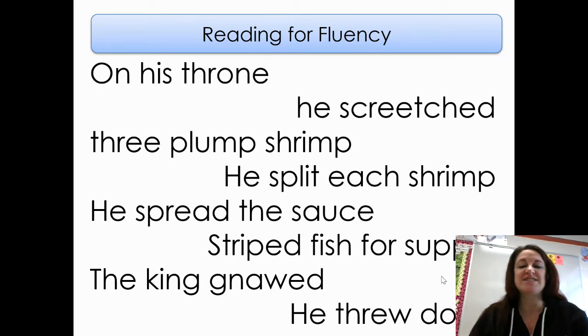All right, moving over to the right-hand side. Ready? He screeched. Next one. He split each shrimp. Next one. Striped fish for supper. And the last one. He threw down. Good, ready? Give yourself a high five.